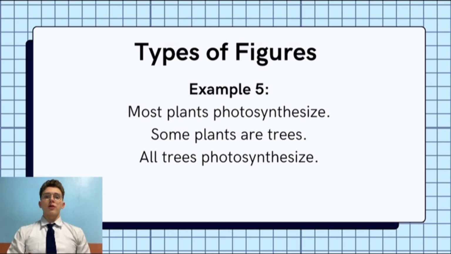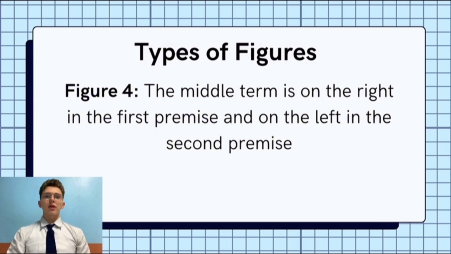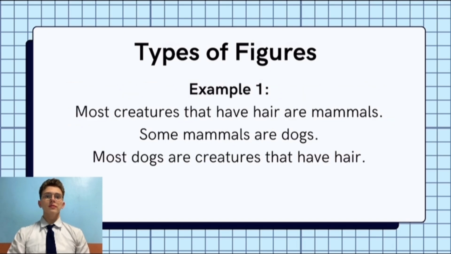With the last figure, figure 4, the middle term is on the right in the first premise and on the left in the second premise. Example 1. Most creatures that have hair are mammals. Some mammals are dogs. Most dogs are creatures that have hair. The middle term in this example is mammals. It appears on the right in the first premise and on the left in the second premise. Therefore, it belongs to figure 4.